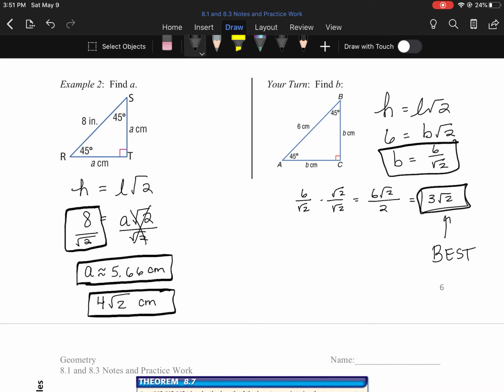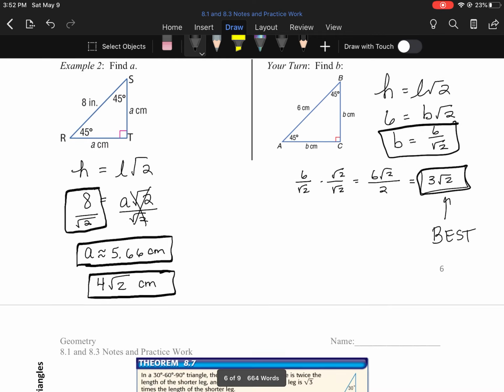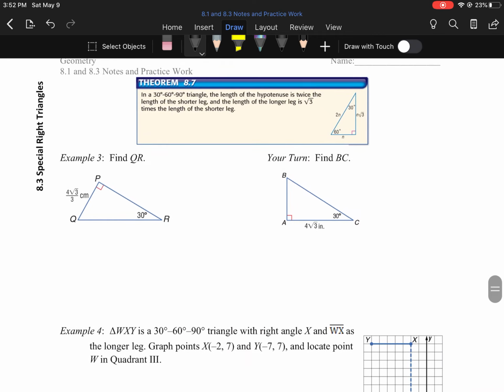All right, so you should get 3 root 2 approximately, or 6 divided by the square root of 2. So moving right along, we get to now look at the other type of triangle.